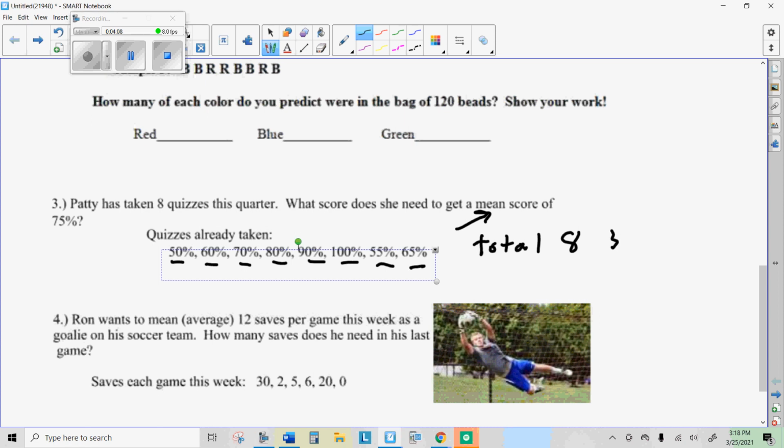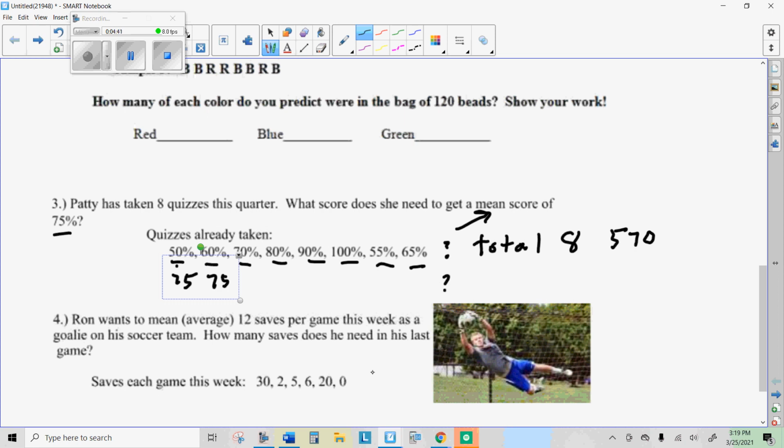That total, I believe, is 570. You might check that just to make sure it's right. Okay, and she is going to take one more quiz, and she wants an average on all of her scores of 75. So that means actually if she would have just got 75 on all 9 of them, including the new one, remember there's one more here, I'll just put a question mark, we want one more.